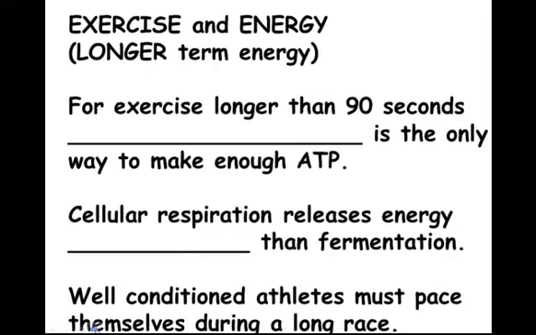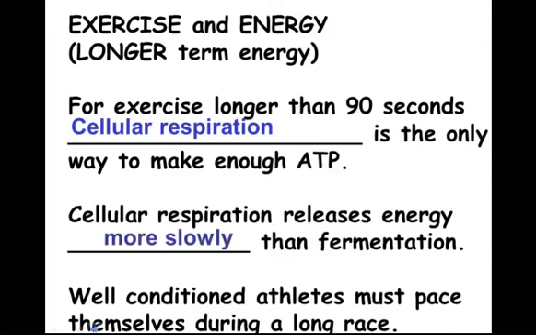If our athlete, though, is going to be running longer than just a couple minutes, the only way that they're going to get power enough to keep running, to do the things that they need to do, is through cellular respiration. It's the only way to make enough ATP. Remember, fermentation doesn't make any ATP, and glycolysis has only given us a couple ATP. So if we want to run longer, if we've got a soccer game where you're running for 45 minutes, or you're running back and forth on the basketball court, or doing a marathon, cellular respiration is the only way that you're going to get the energy that you need.